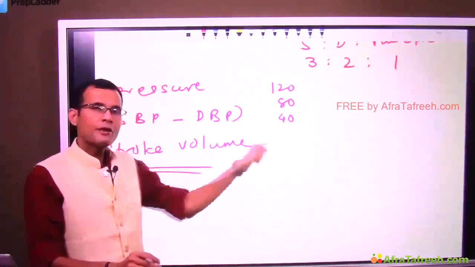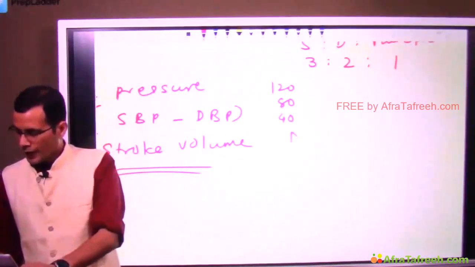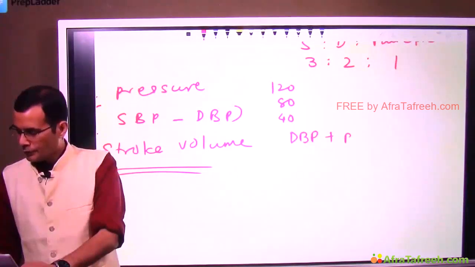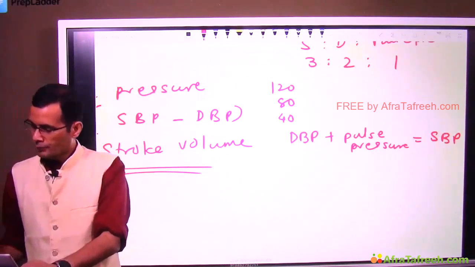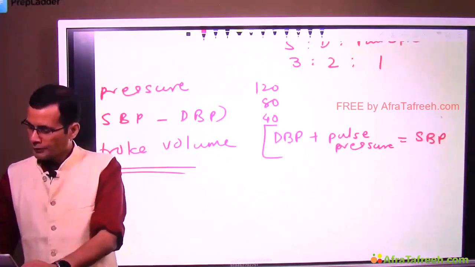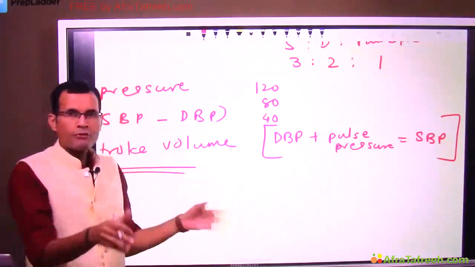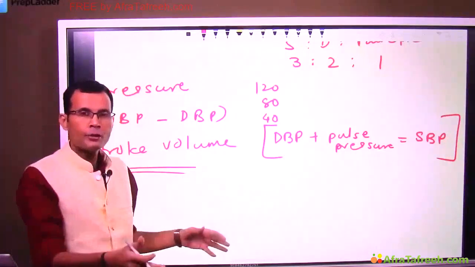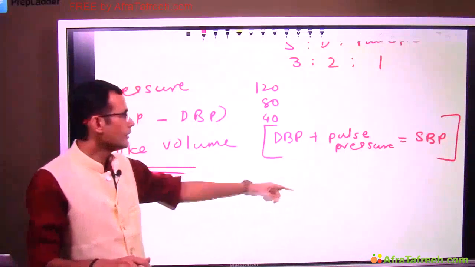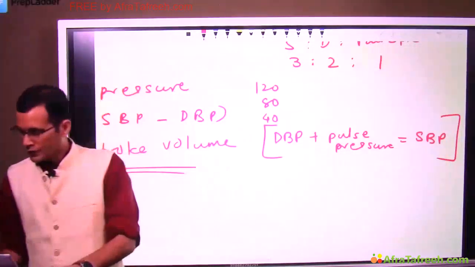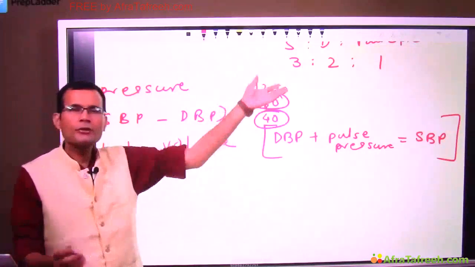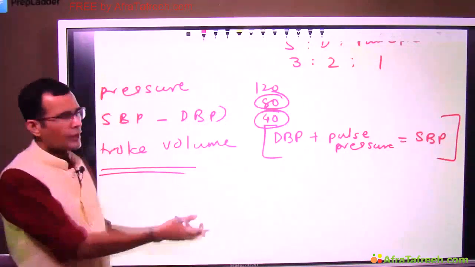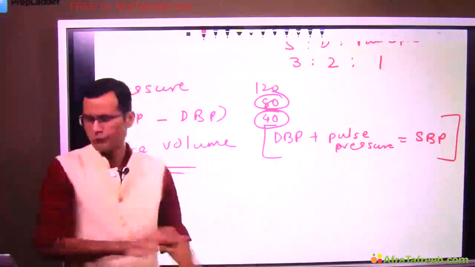And second is, remember the formula in a different way. Diastolic blood pressure plus pulse pressure is equal to systolic blood pressure. Please remember it for the time being. I mean, the difference between the systolic and diastolic pressures is the pulse pressure, right? So diastolic blood pressure plus the pulse pressure is equal to the systolic blood pressure. Simple arithmetic, but remember it for the time being.